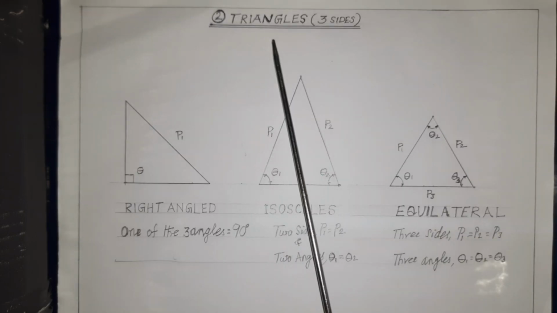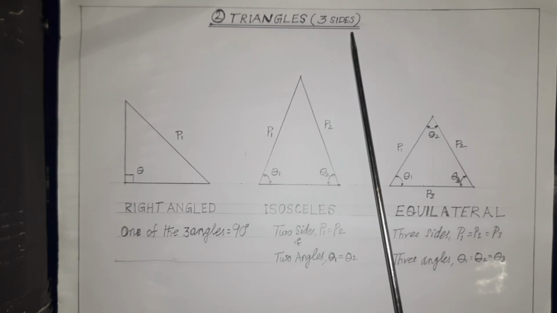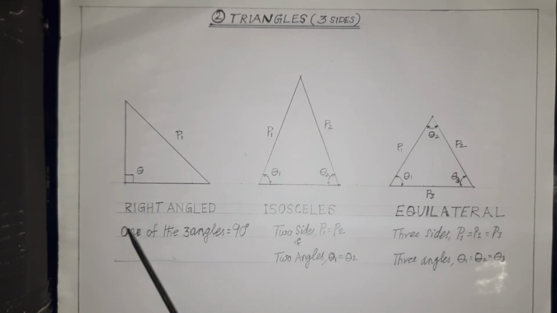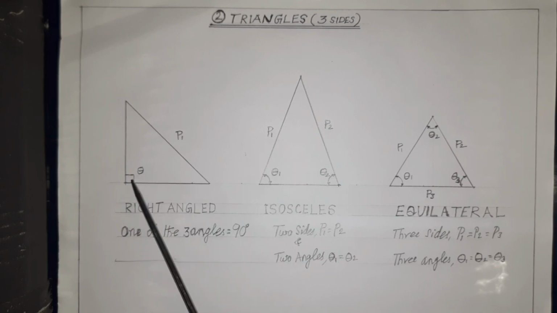Second one, you see the triangles. There are three sides for the triangle as shown. The three sides are shown here. The first one, that is a right angled triangle. The second one, it is an isosceles triangle. Third one, it is an equilateral triangle. If one of the three angles comes 90 degrees as shown here, then it is a right angled triangle.